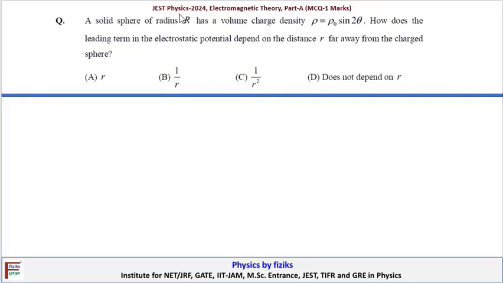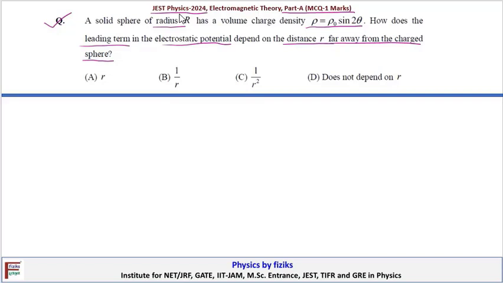So this is JEST Physics 2024 Electromagnetic Theory Part A MCQ 1 marks question. In this question, it is given that a solid sphere of radius R has a volume charge density rho equal to rho naught sine 2 theta. And we have to see how the leading term in the electrostatic potential depends on the distance r far away from the charged sphere. So we have to find the approximate dependence.